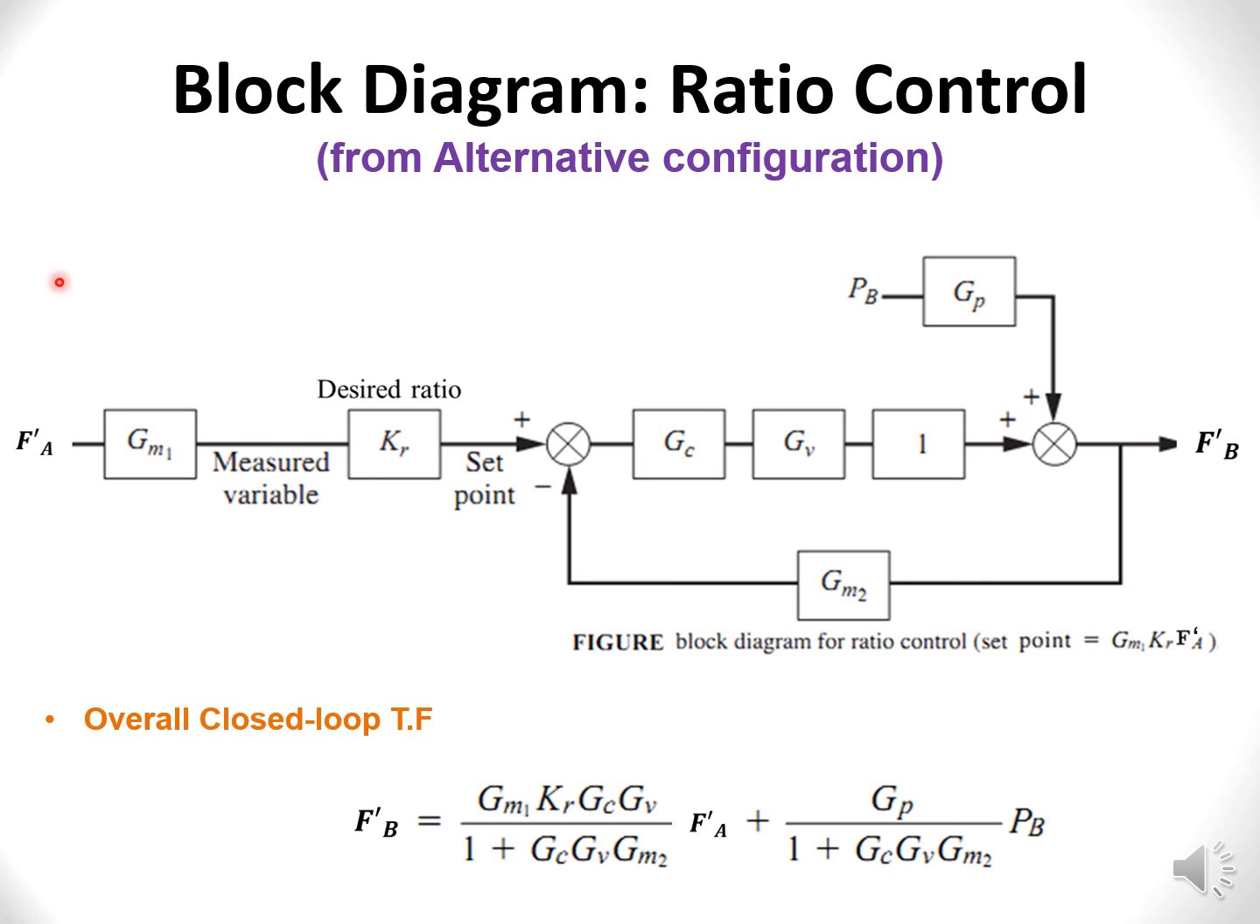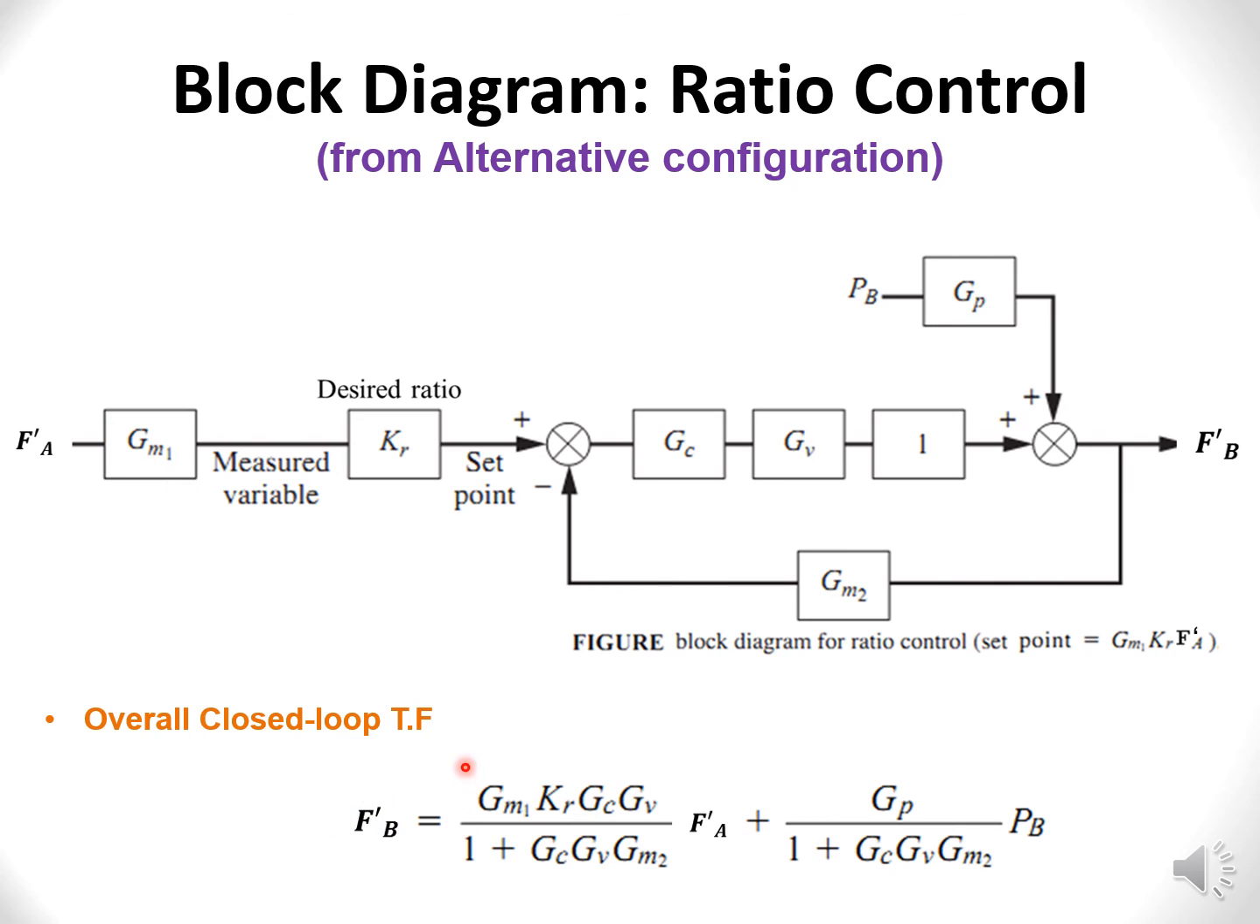And if you look at the control loop transfer function, you can relate FB, which is the flow that you want to manipulate at the end of the day, to get the ratio right. You manipulate FB, but the ratio is what you want, FB over FA. The relation of FB with respect to FA, which is your wild stream, and PB, which is your disturbance, is given by this, the normal closed loop transfer function that you get from the normal loop.